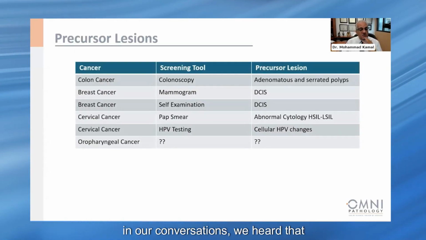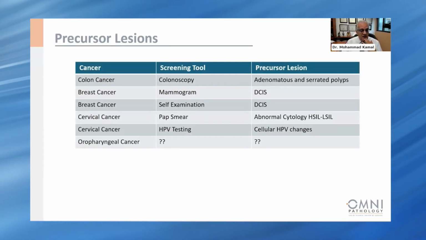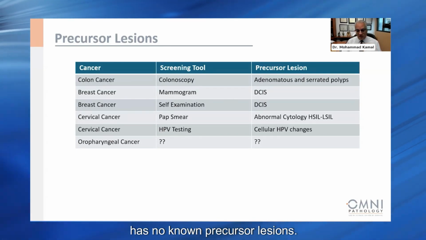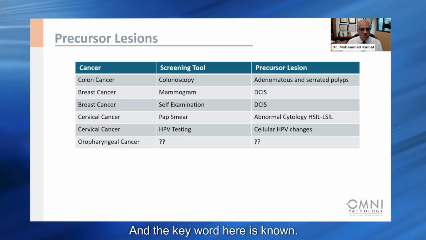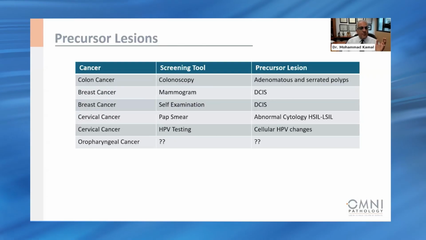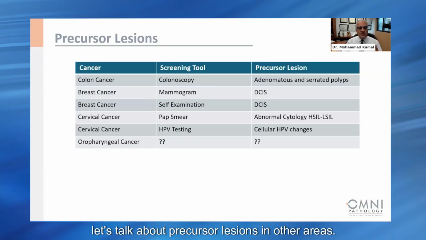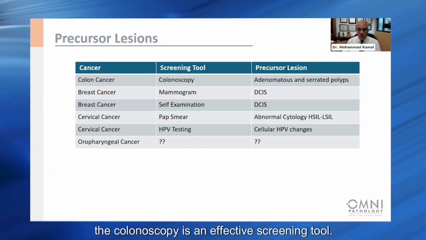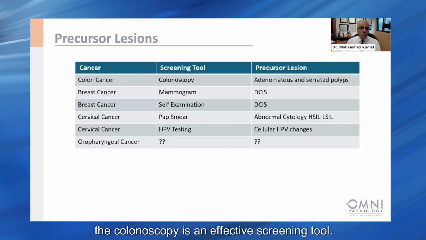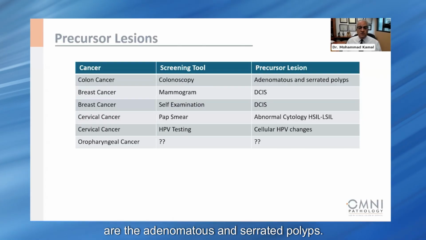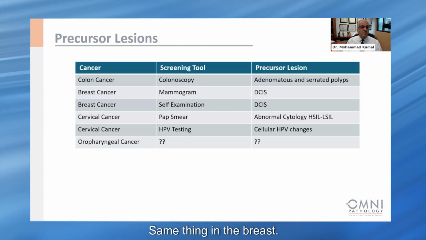So in our conversations, we heard that oropharyngeal HPV squamous cell carcinoma has no known precursor lesions. And the key word here is known. And we questioned that, and we said, well, let's talk about precursor lesions in other areas. Colon cancer, the colonoscopy is an effective screening tool, and the precancerous or precursor lesions are the adenomatous and serrated polyps. Same thing in the breast.